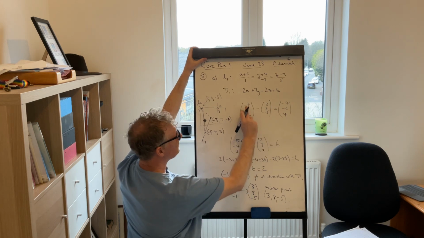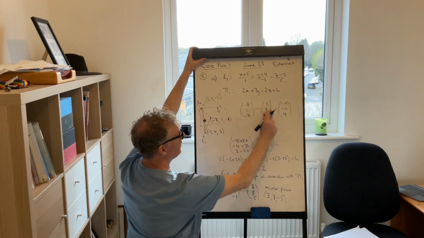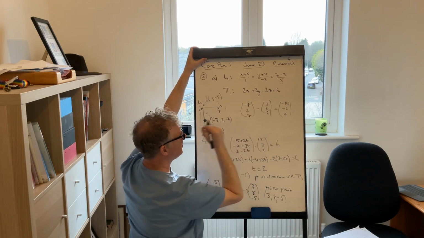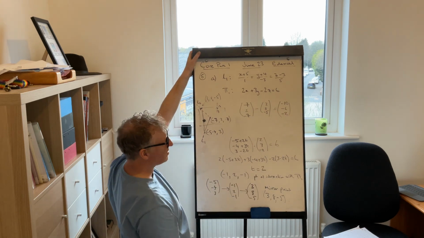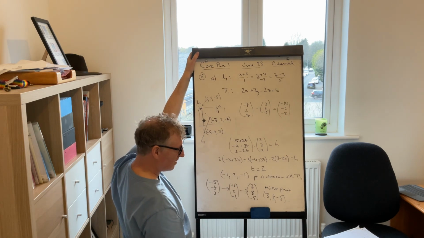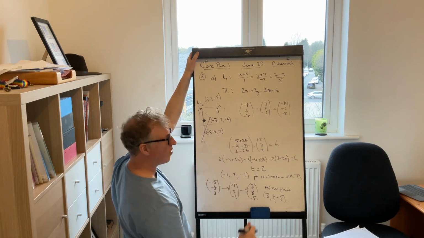That's better. So -7 take 3 is -10. There we go, 2 take 8, I've got that bit right. -7 minus -5 is -2. So there's my directional part: (-10, -6, -2), or any multiple of that.